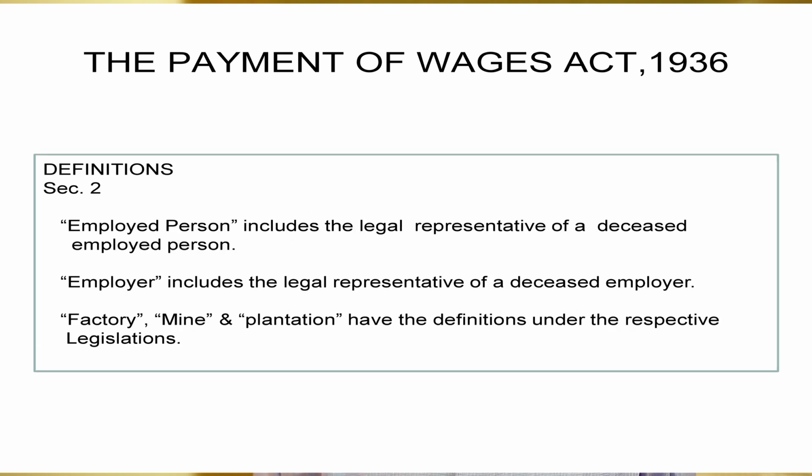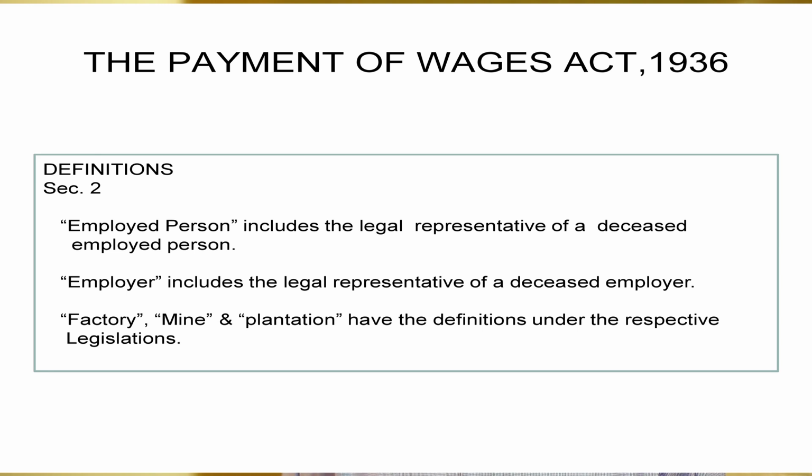The definition of employed person and employer is very easy. The employed person includes the legal representative of the deceased also. He is called an employed person because, to claim the wages payable to a deceased worker, he or she must have the status to claim. That's why he is also classified as an employed person. Similarly, the employer also includes the legal representative of the deceased employer.